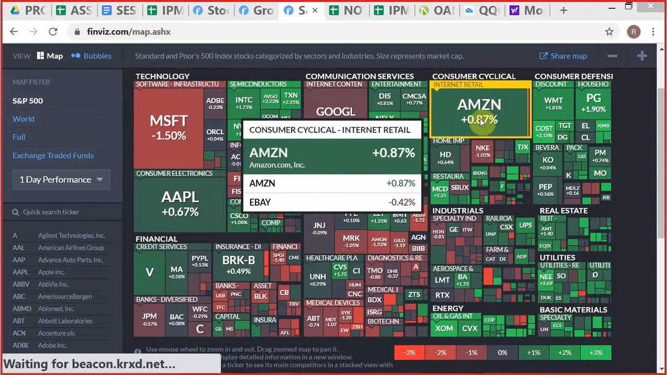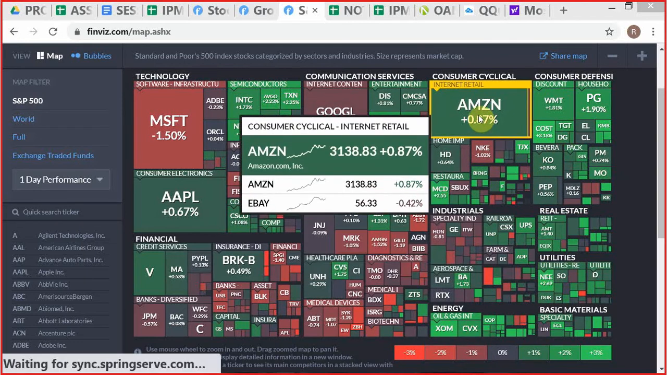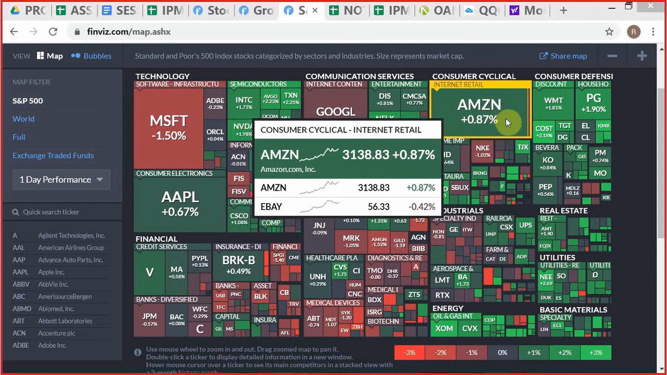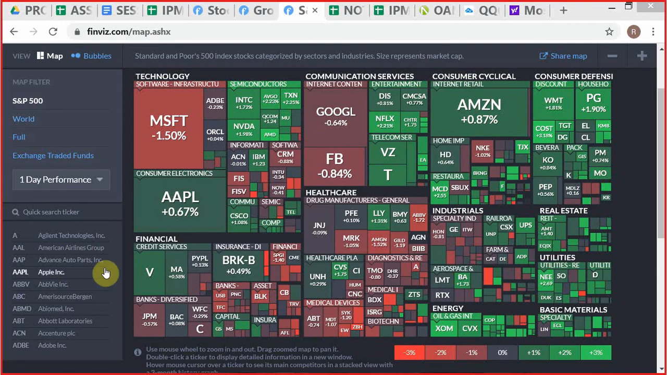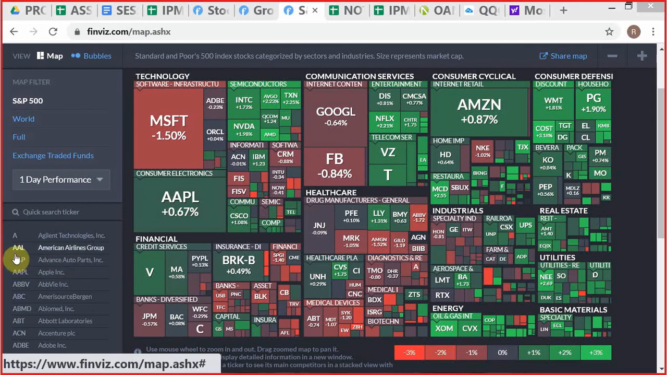The other stuff, which is like Amazon, is less than 1%. So therefore, it is deep green. This is what a heat map is. Okay. So everybody gets the idea about the heat map. Is this clear to everyone? It's a visual way of displaying your overall stock market information. Everyone clear about the heat map?